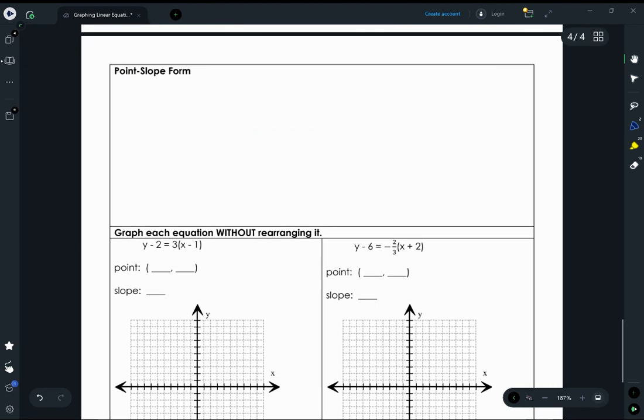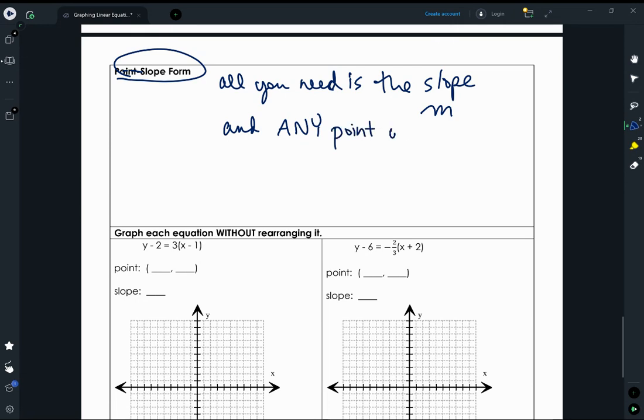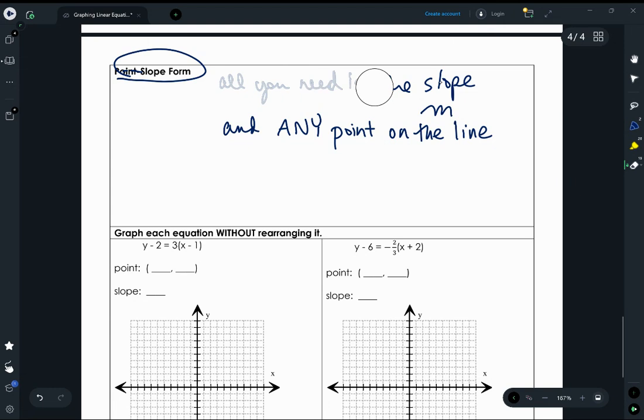So the last one is one of my favorite forms of a line. Point slope form is super easy to write because all you need, oh, I need this right here. So for point slope form, all you need is the slope, and your slope is m, and any point on the line. I'm trying to write neater rather than faster, so hopefully that second line shows up a little bit better for you. So all you need is the slope, which is m, and any point on the line. In fact, I'm going to go back and fix it right now.